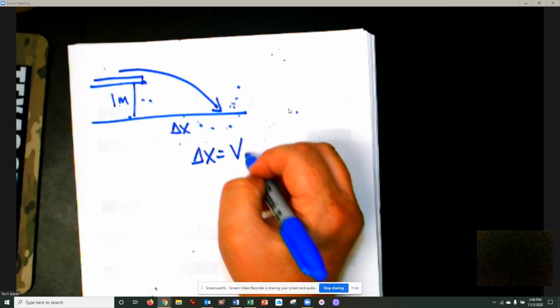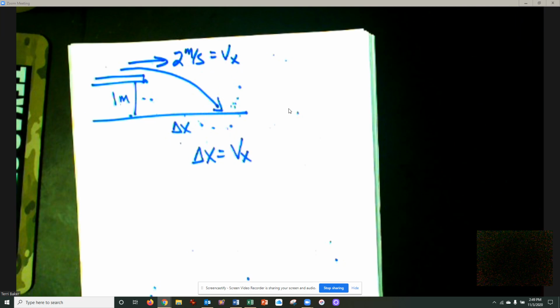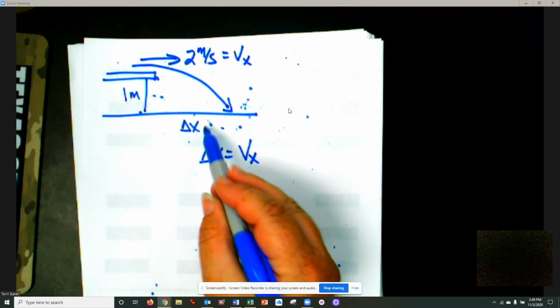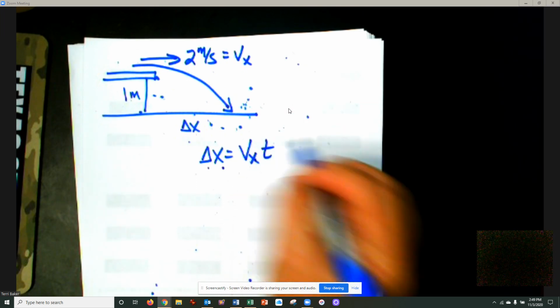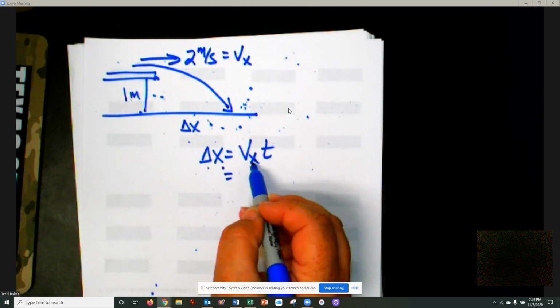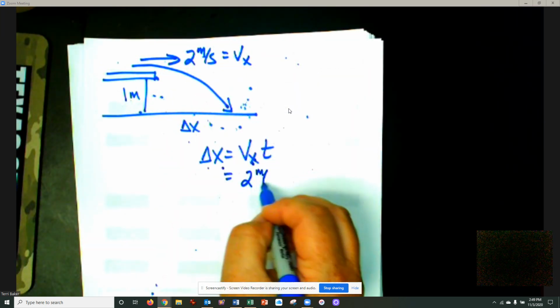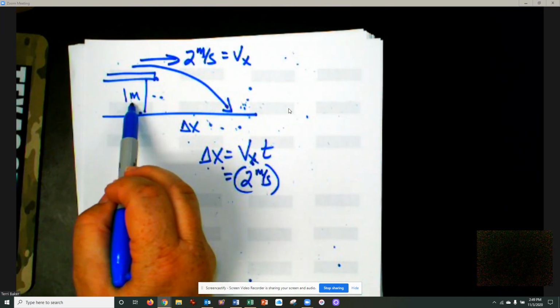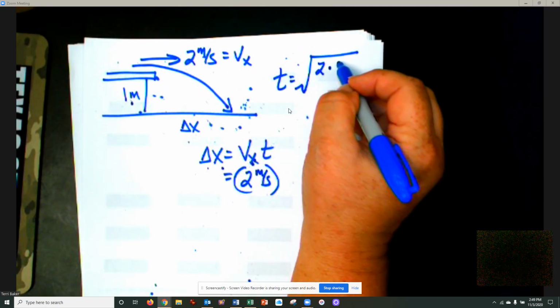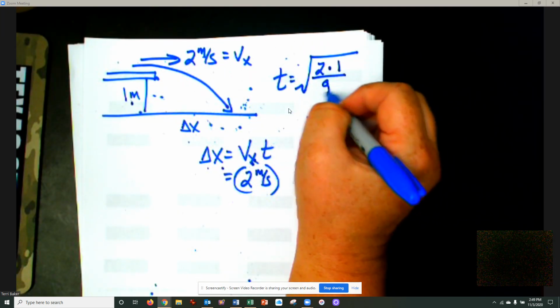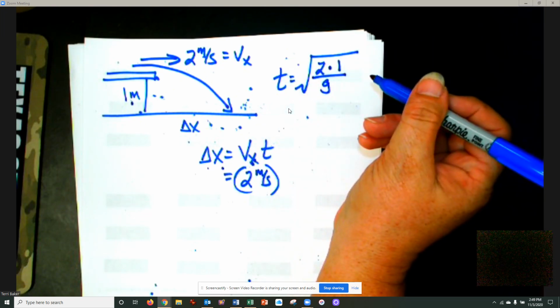Delta x is, it rolls off at 2 meters per second. So that's your velocity in the x direction. Delta x is your horizontal velocity multiplied by time. This is given at 2 meters per second. You know the vertical, so you can find time: 2 times your vertical displacement divided by g, and take the square root of the whole thing.